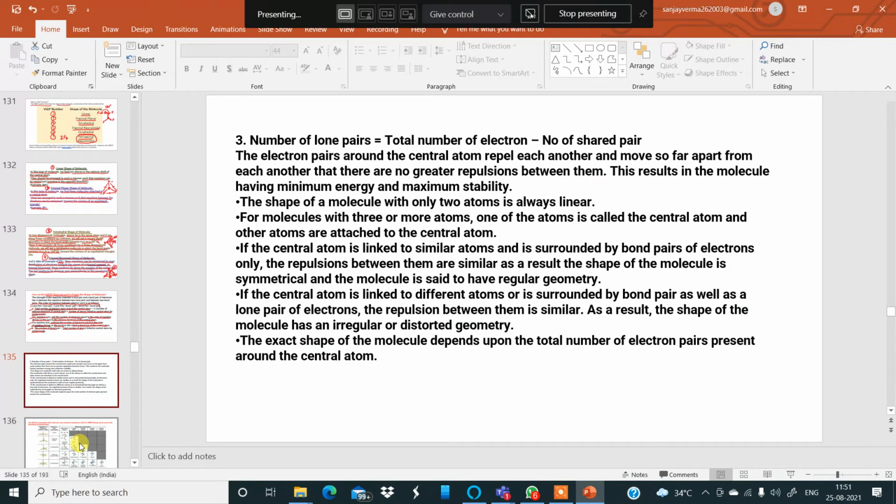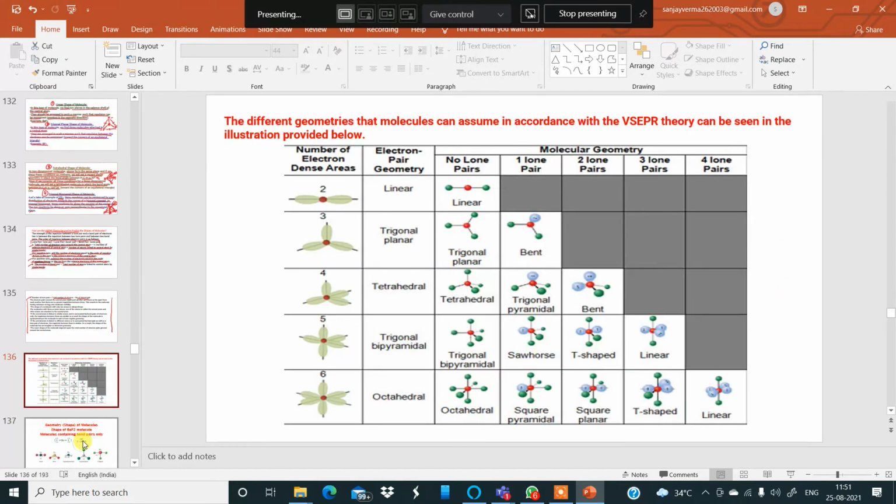Now, this is number 3. Number of lone pairs is total number of electrons minus number of, this you already know, so you can read through this on your own. Okay, this will help you for predicting the shapes. Now I move to the next slide, pictorial representation.